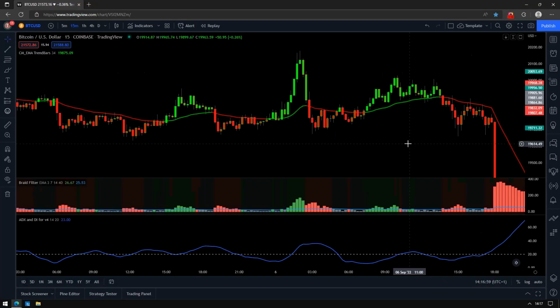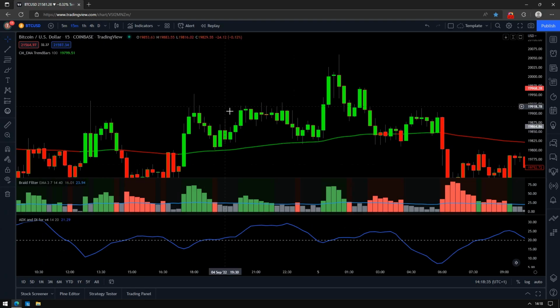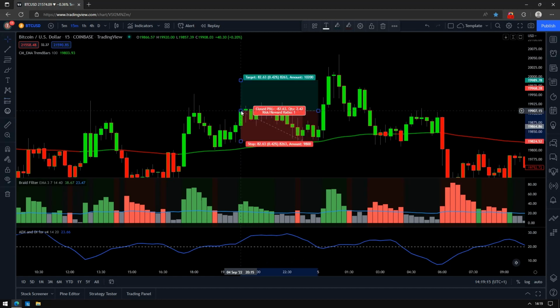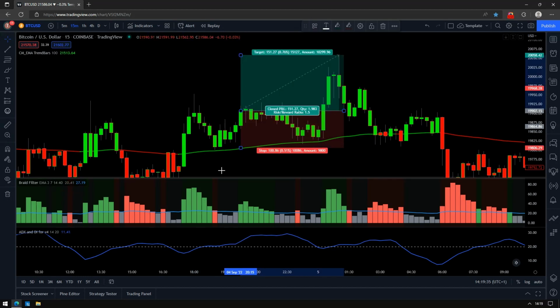Okay, so let me show you how to take a trade. So we're currently on Bitcoin on the 15-minute chart. So for entries, we want to wait for the price to be green and above the green EMA. Then we want to wait for a colour change on the braid filter to go from either grey to green or from red to green. And finally on the ADX, we want to make sure that the blue line is above the 20 white level and it has to be pointing up. So we could have entered on the end of this candle.